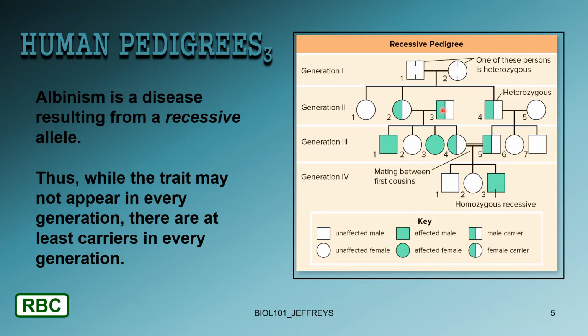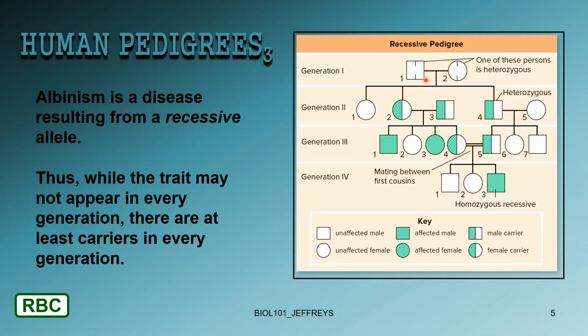So these are heterozygotes. So here you have, it says one of these persons is heterozygous. We don't know which one. We're kind of working our way back in this instance, but one of these is heterozygous. One would have to be heterozygous in order for the allele to be there to begin with, right?